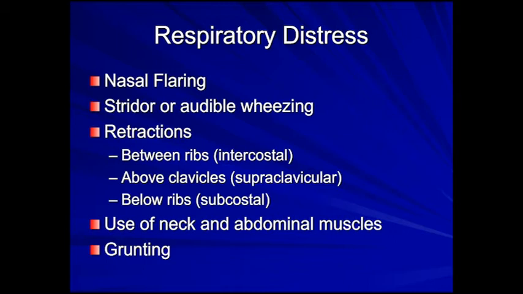What about the use of the neck and abdominal muscles? So if they're using accessory muscles, that's usually an ominous sign. That may be an indication that the normal muscles of ventilation are getting tired. And what about the grunting? Grunting would be another type of situation, especially for the little guys, the younger patients. As they start to grunt, we may start to think about the grunting as a self-PEEP type of situation, or a partially obstructed glottis.